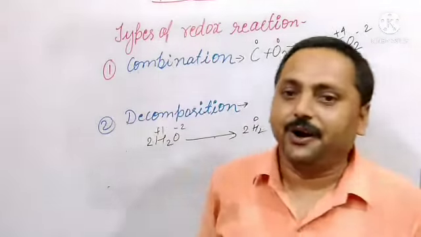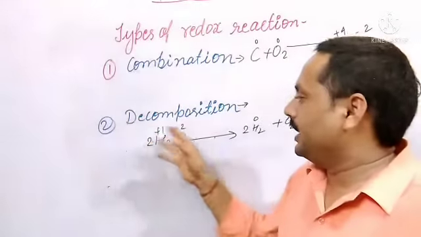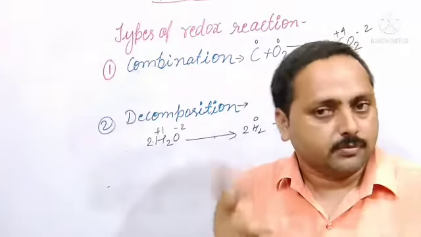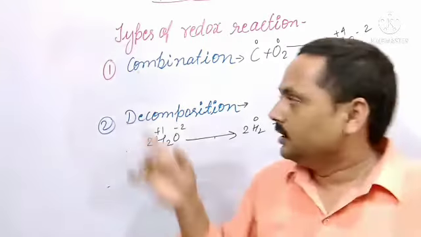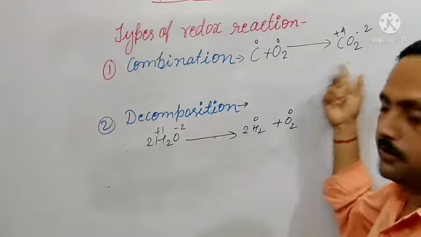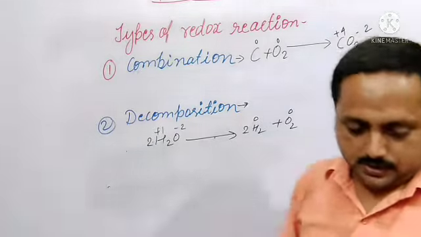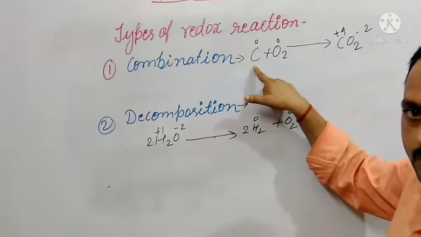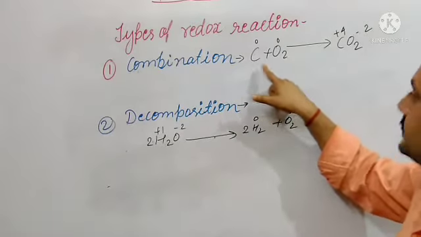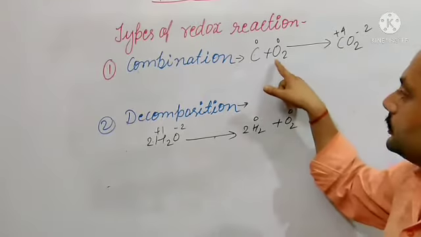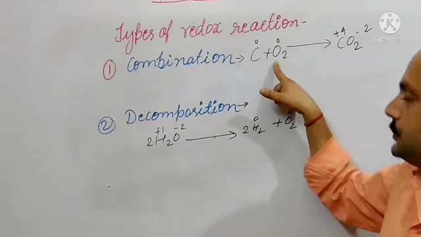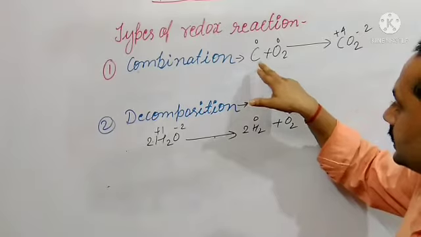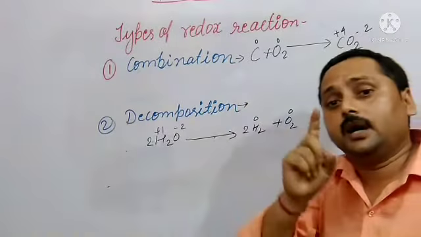So these are the examples of combination reaction and decomposition reaction. Combination reactions are reactions in which 2 or more elements combine to form a new compound. And how is it a redox reaction? You can see here the oxidation state of carbon is 0 and there it is +4. So the oxidation state is increasing. This is oxidation. And the oxidation state of oxygen is 0 and there it is -2. So here the oxidation number is decreasing. So oxidation number is both increasing and decreasing. So this is an example of a redox reaction.